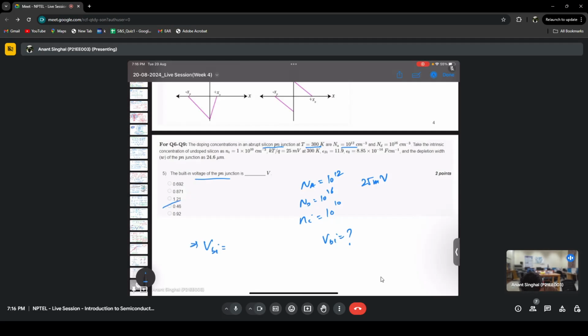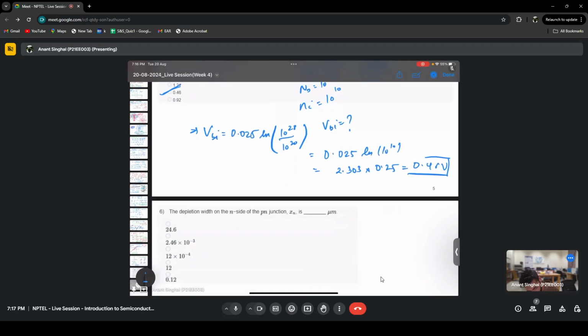Okay, so let's check. VBI is 25 millivolts, it is already given, so 0.025 ln of NA times ND, which will be 10 to the power 28, over Ni squared, which will be 10 to the power 20. So this will be 0.025 ln 10 to the power 10. That will give me 2.303 into 0.25. So the answer will come out to be 0.46 volts only.